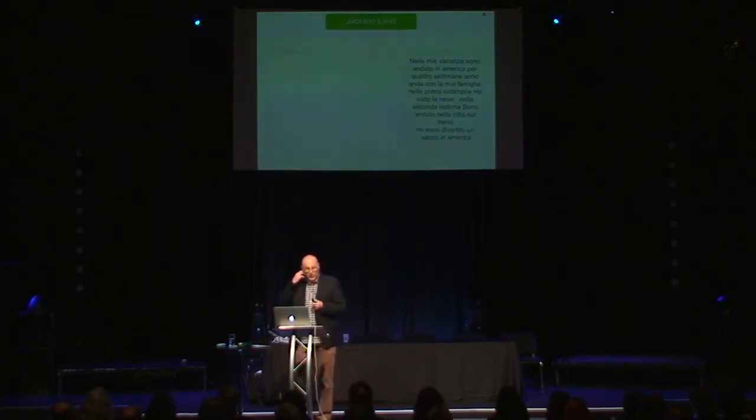I could read it out for you and go through it, but he's saying something like, "Nelle mie vacanze sono andati in America per 4 settimane, sono andati, a mistake, con la mia famiglia. Nella prima settimana ho visto la neve," and so he goes on. It's a recount, right? Okay? It's a very good text for a school refuser, isn't it?